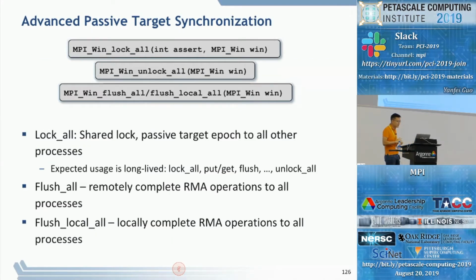In some other cases, we also have lock all and unlock all. Basically, instead of locking the window of one target process, this locks all the processes in this window. Okay, and there's also a flush all and the flush local to do that. Oh, I didn't mention the flush local feature, right?